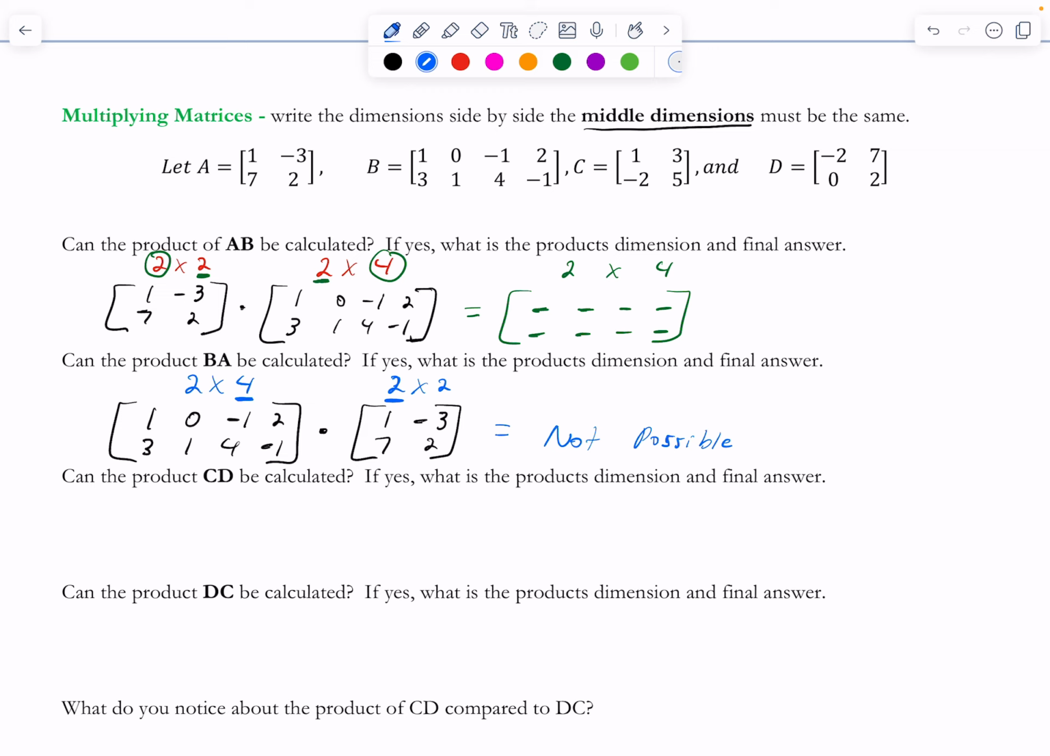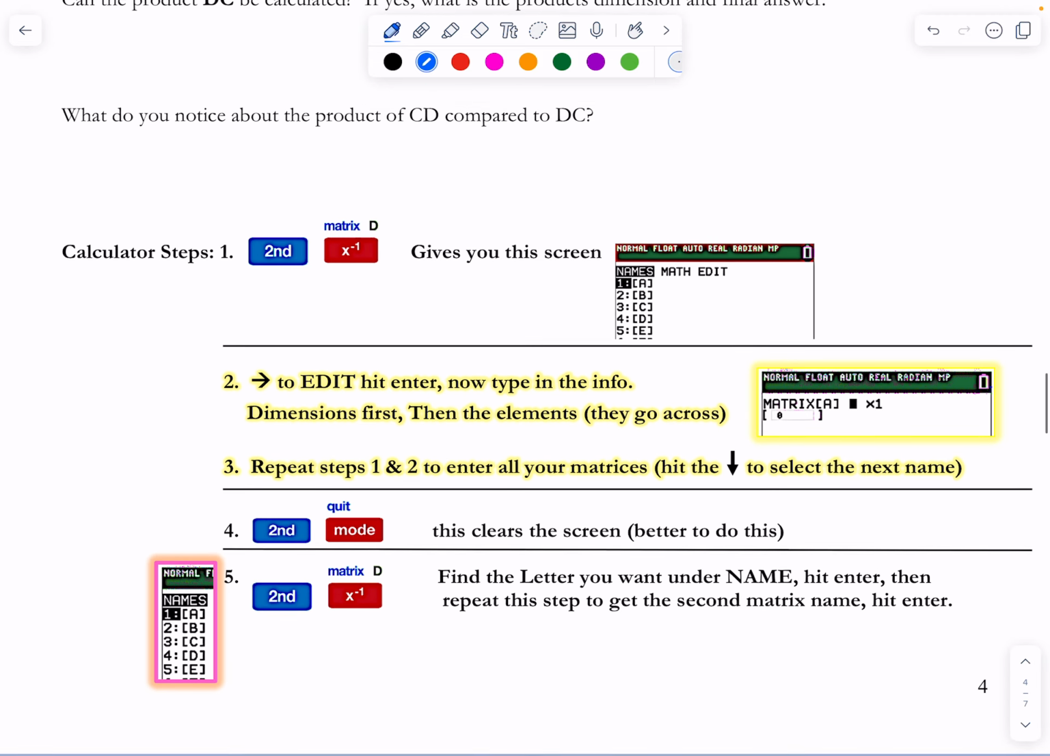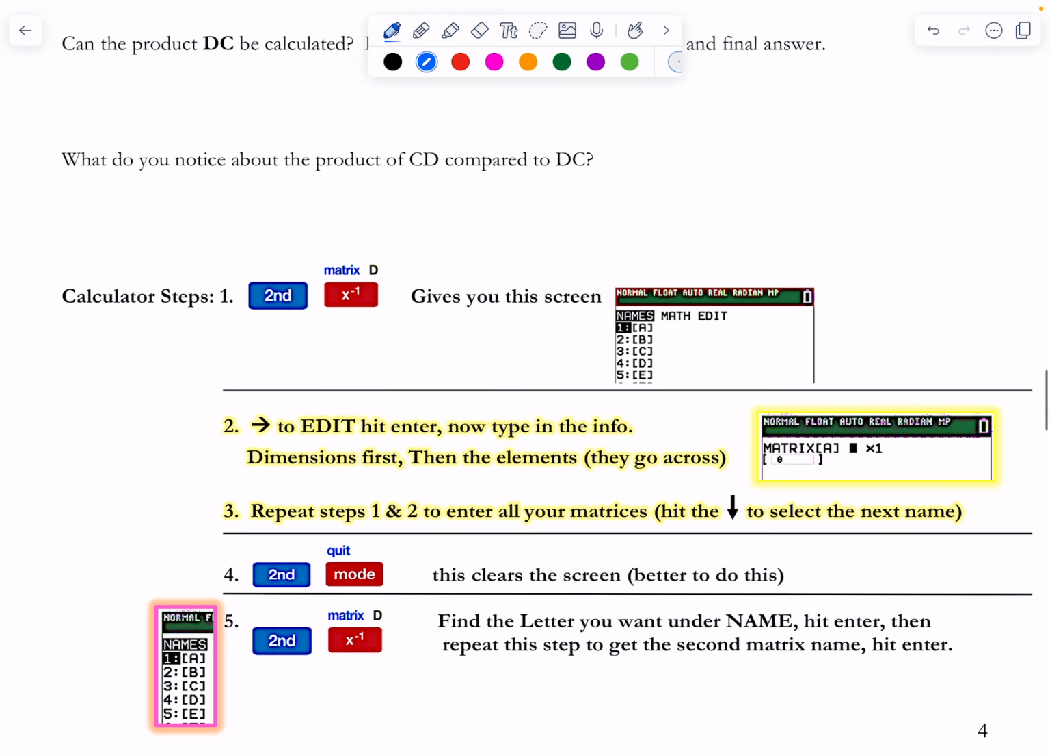Again, we'll do one in class to make sure we know how to do it. There are some steps here at the bottom if you want to take a look at those. Again, we'll go over it in class to make sure you know how to do this on the calculator, and we'll do one by hand to make sure you know what the calculator is actually doing.